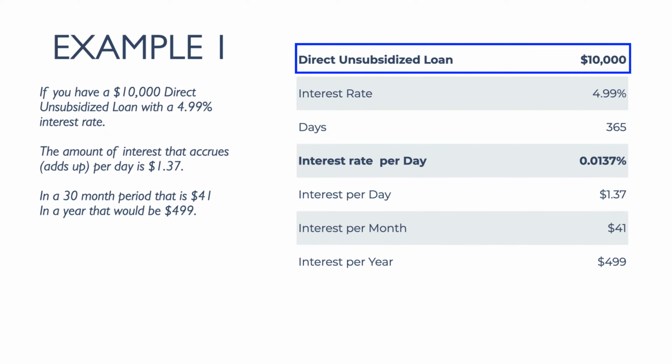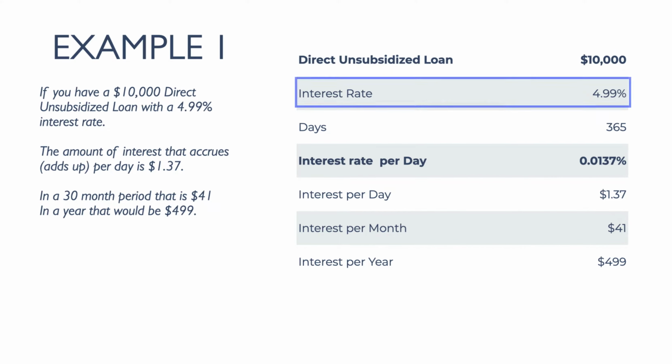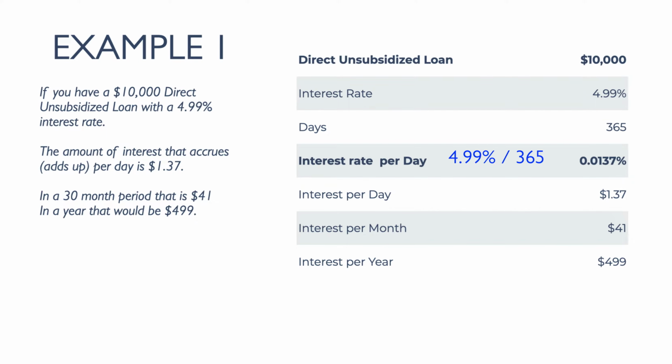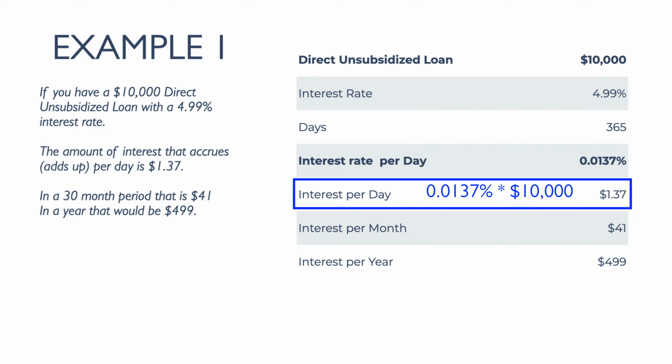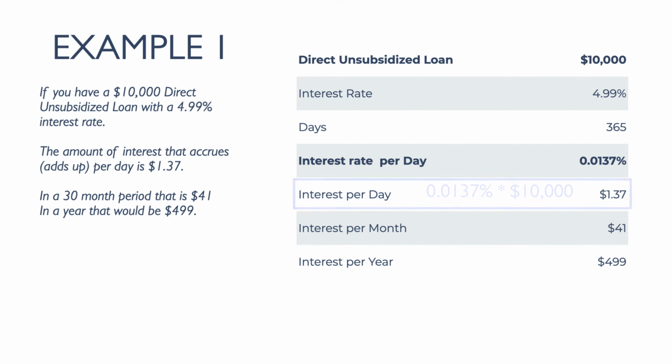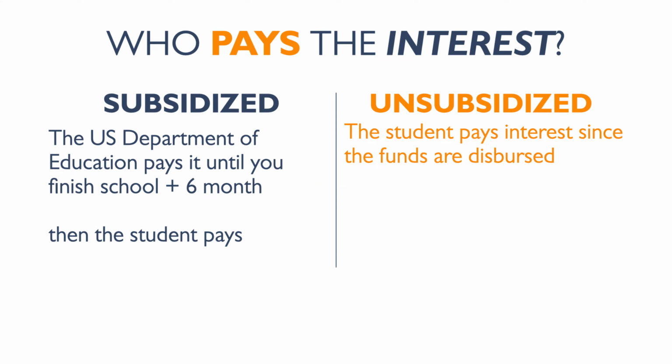Let's say we have a $10,000 direct unsubsidized loan with a 4.99% interest rate, which is the current rate. To calculate the daily interest, you divide the annual interest rate of 4.99% by 365 days, resulting in a daily rate. Then you take that daily rate and multiply it by the loan amount of $10,000, which gives you a daily interest amount of $1.37. Over a 30-day period, the total interest would amount to $41, and $499 in a year. Who pays the interest?